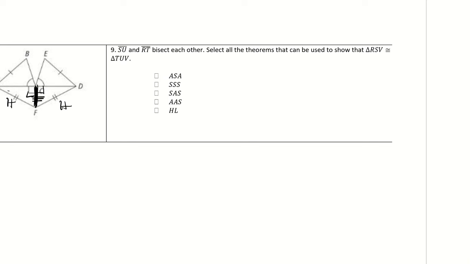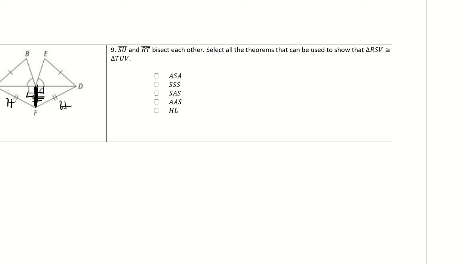All right, so it says SU and RT bisect each other. Select all the theorems that can be used to show that triangle RSV is congruent to triangle TUV. Well, if we draw it, so let's go ahead and draw this. It says SU and RT bisect each other. So that means they cut each other in half.